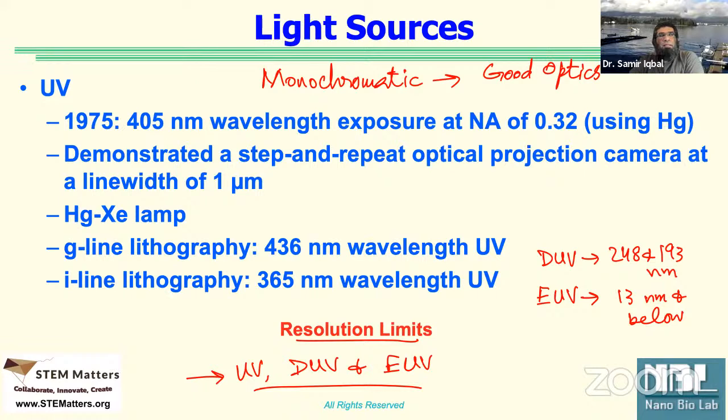Now, instead of using the wavelength, they started calling them by name, G-line lithography or I-line lithography, which was another way of saying 436 nanometer or 365 nanometer. And then we kept on pushing up to what was called deep UV. Deep UV is 248 nanometer, 193 nanometer. Extreme UV is 30 nanometer and below. Below extreme UV, we get into X-rays.